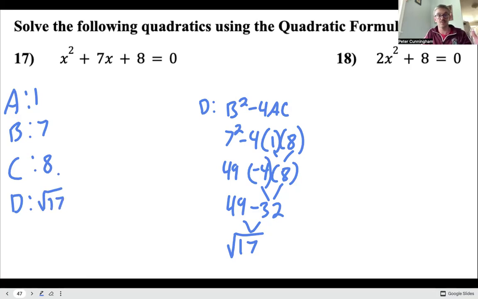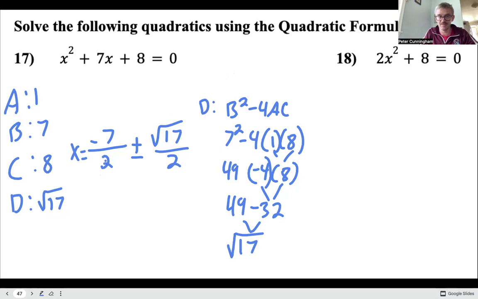Okay? You might be thinking, well, that makes it really tough, but it actually makes writing your final answer a little easier. Okay? Because I'm not looking for you to divide the square root of 17 by something. I want you to find the middle of this parabola, which would be the opposite of B. Opposite of 7 is negative 7 over 2a. So 2 times 1 is 2. And you're going to add and subtract root 17 over 2. And you're done. That's an A answer right there.